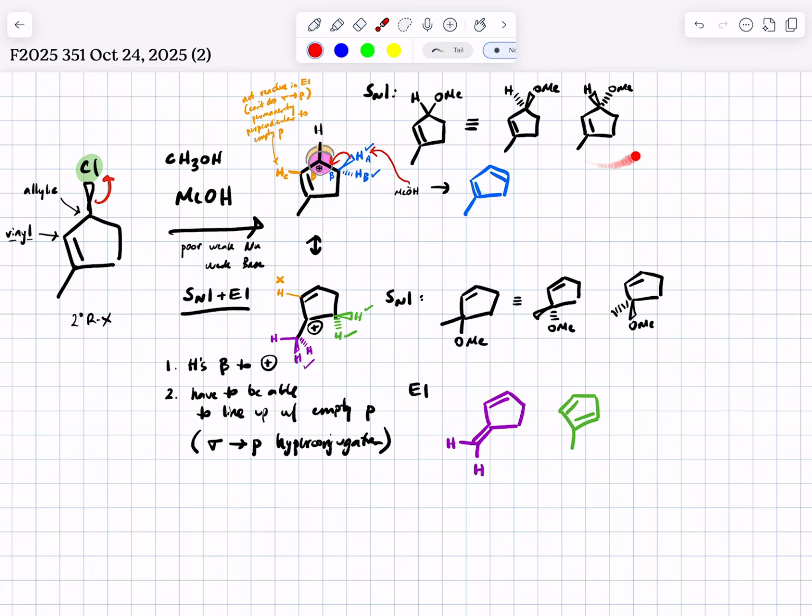if you picked this one, which we'll call option B, if you picked that one and only that one, that would indicate that you thought the mechanism was SN2, right? And if you picked the blue one and only the blue one, that would indicate that you thought the mechanism was just E2. And if you picked B and C here, or just this stereoisomer and then the blue elimination product, that would indicate that you thought it was a mixture of the SN2 and E2 mechanisms. Or if you just picked the SN1 products, that would indicate that you forgot that SN1 and E1 compete.